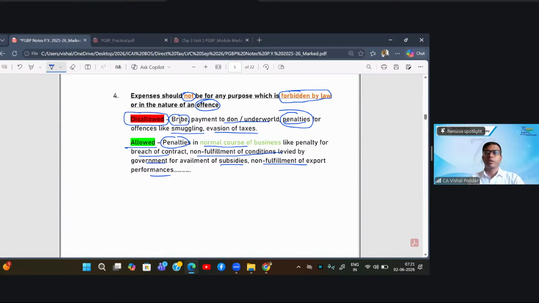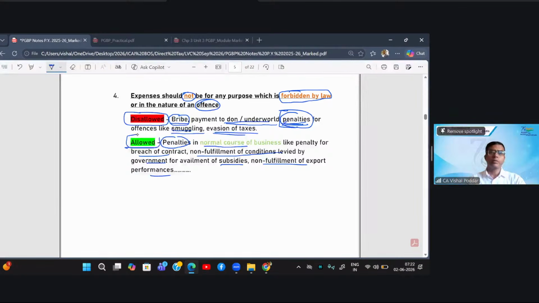The expenses which come under here, which will be disallowed, are like you have given a bribe for getting some business contract, or you are making payment to underworld people, or importantly, this part where you were caught doing some illegal act like smuggling or evading tax, and because of this act, some penalty was imposed on you. Such penalties are not allowed because you were attempting to do something which is illegal, unlawful, and on being caught, you were required to make payment of penalty. The penalty is not allowed as deduction.